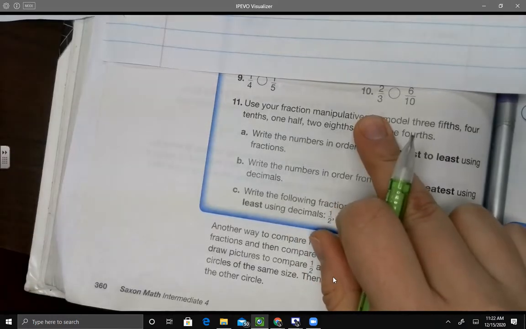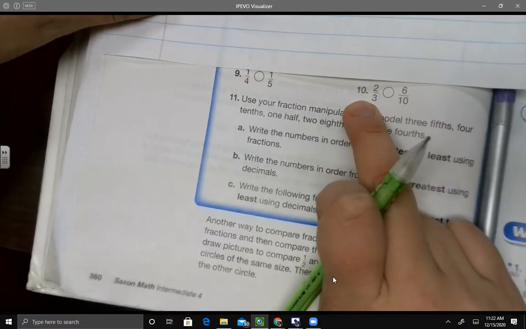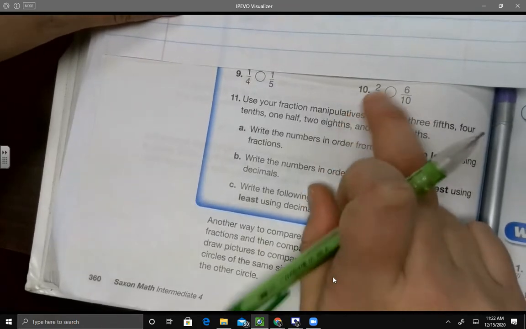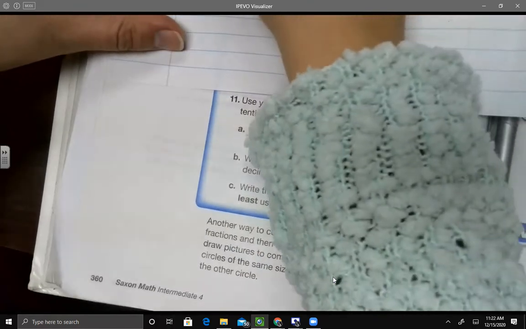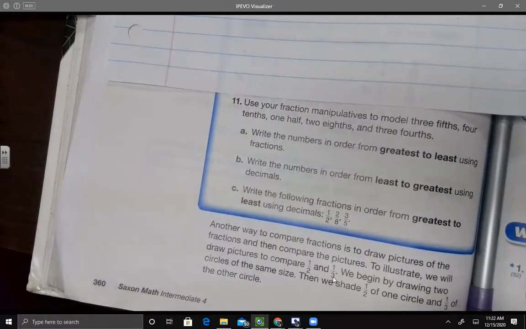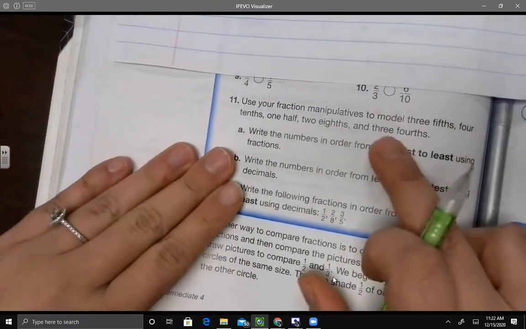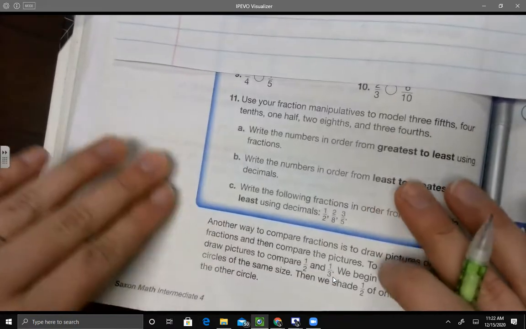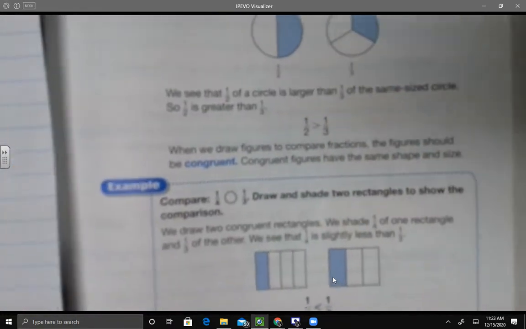And then we have 2/3 and 6/10. So 2/3, 2 is really close to 3, which means it's almost a whole circle filled in. Whereas 6 is 4 away from 10. So in this case, 2/3 is going to be greater than 6/10. All right. So we are not going to do that part, drawing pictures. I'm going to show you this next part.